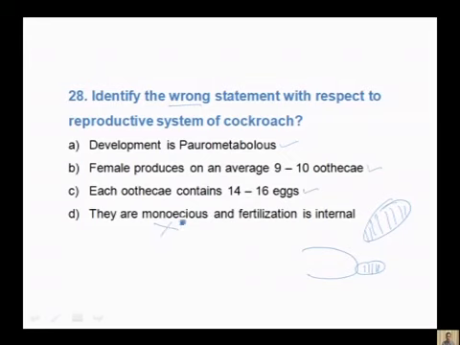Monoecious means bisexual. Cockroach is not bisexual, it is unisexual. So the wrong statement is option D.